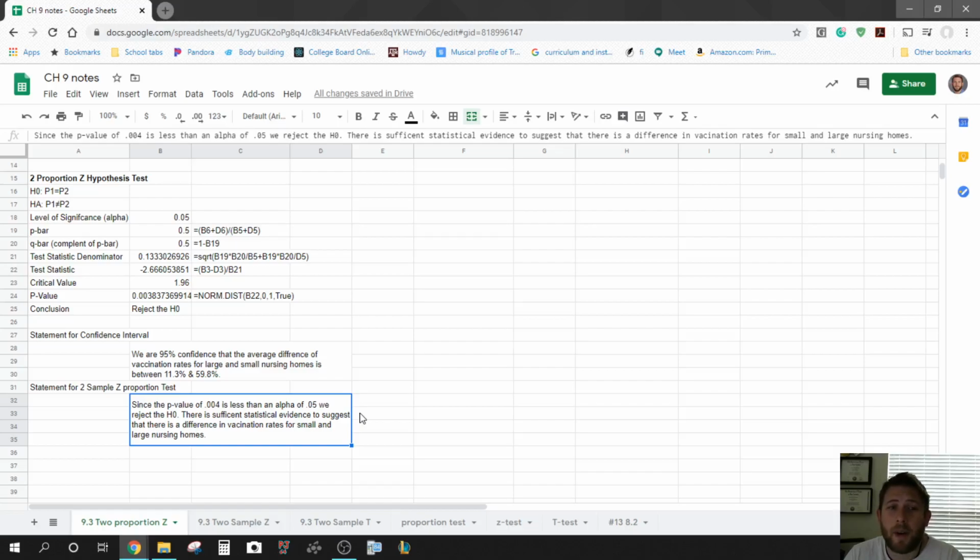If you go further, you'll be able to tell that small nursing homes have a smaller vaccination rate than large nursing homes. Large nursing homes are better. And that's just the way it is. So personally, if I had to send somebody to a nursing home, I'd send them to a larger one. But that'd be my personal opinion.